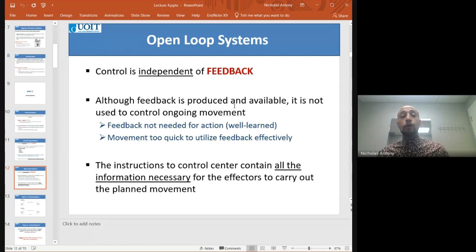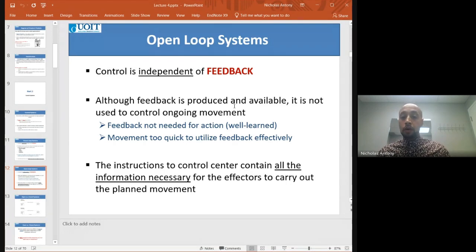So although feedback is produced and potentially available from all of our sensory receptors, it's not needed. Let's say you've learned something very, very well. You can perform it faster. You don't need the accuracy, you don't need the feedback to correct your motor program or the content of the instructions from the brain. You're just so good at it. You've learned it so well that you just need the initial instructions to get it done accurately.